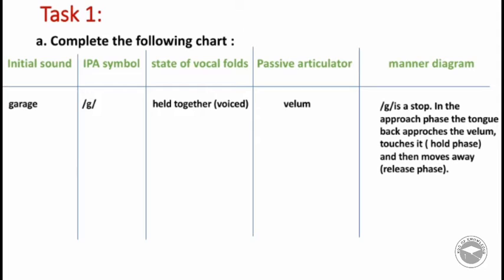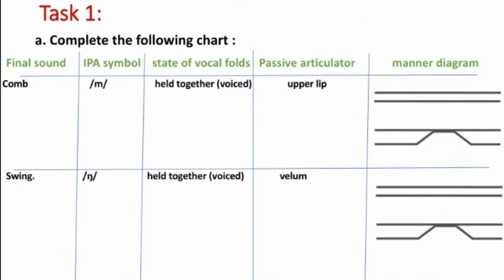For the analysis, we can say G is a stop. In the approach phase, the tongue back approaches the velum, touches it in the hold phase, and then moves away in the release phase. In the second part of the chart, we're going to deal with the final sounds of the words, and for the manner diagram, we are required to draw them.